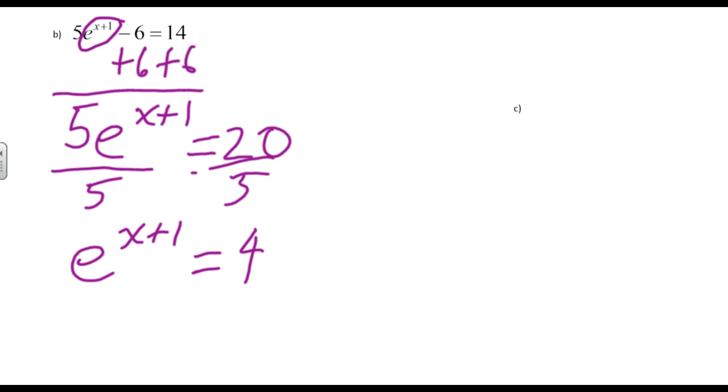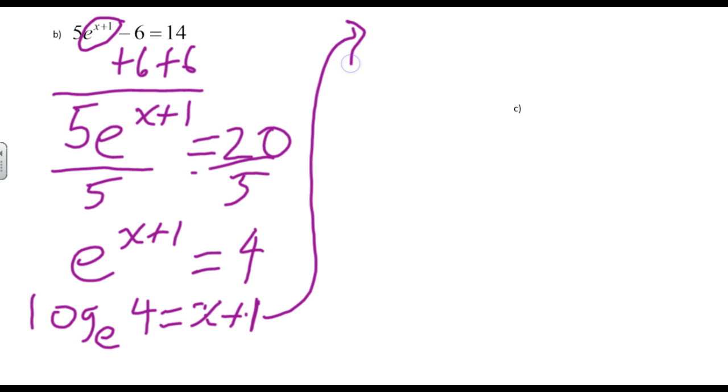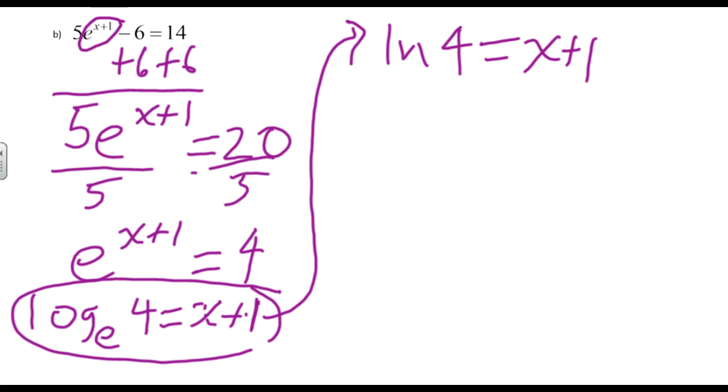And now, because my exponential is isolated, I'm ready to write this in log form. In log form, this would be log base e of 4 equals x plus 1. Now, that log base e of 4, we're going to rewrite this as ln of 4 equals x plus 1. Now, the more practice you get, the better you're going to get at this. I typically will skip this step right here and go straight to this step where it just says the natural log of 4 equals x plus 1.